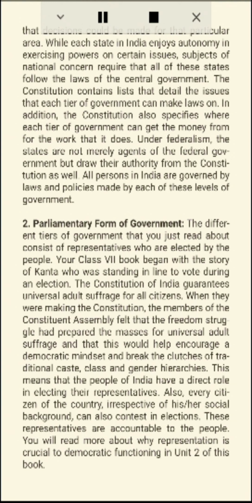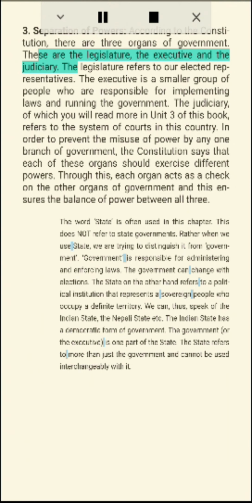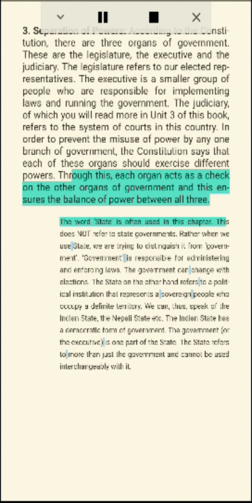3. Separation of powers. According to the Constitution, there are 3 organs of government. These are the legislature, the executive and the judiciary. The legislature refers to our elected representatives. The executive is a smaller group of people who are responsible for implementing laws and running the government. The judiciary, of which you will read more in Unit 3 of this book, refers to the system of courts in this country. In order to prevent the misuse of power by any one branch of government, the Constitution says that each of these organs should exercise different powers.